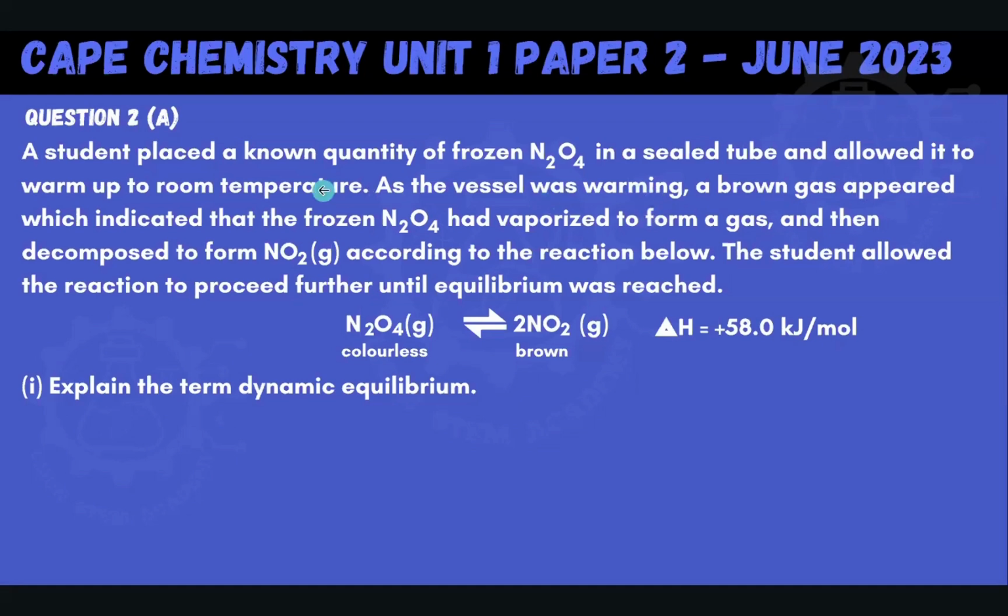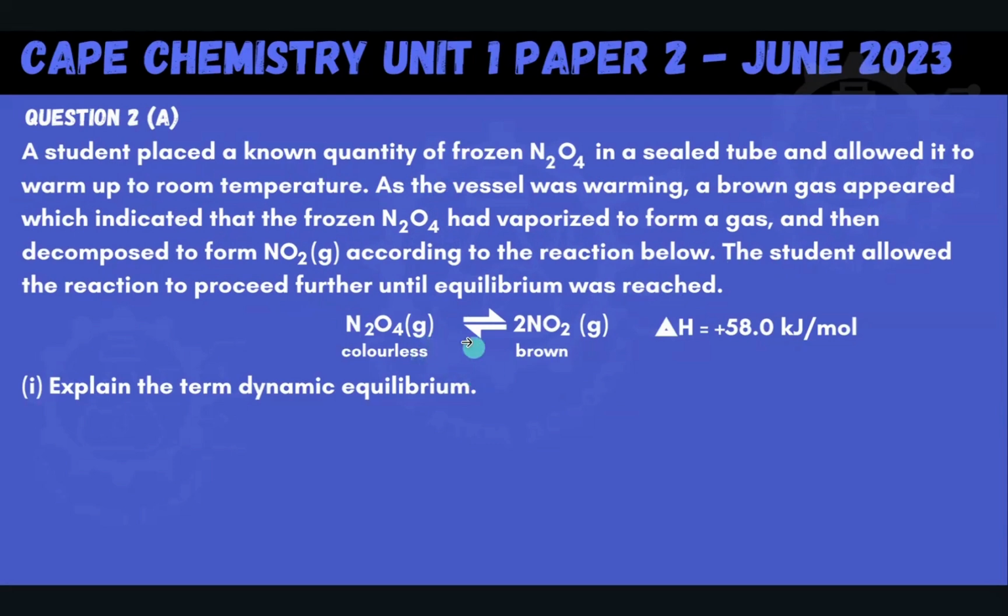A student placed a known quantity of frozen N2O4 in a sealed tube and allowed it to warm up to room temperature. As the vessel was warming, a brown gas appeared, which indicated that the frozen N2O4 had vaporized to form a gas and then decomposed to form NO2 gas, according to the reaction below. The student allowed the reaction to proceed further until equilibrium was reached.